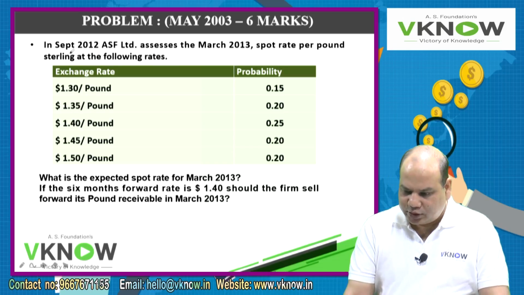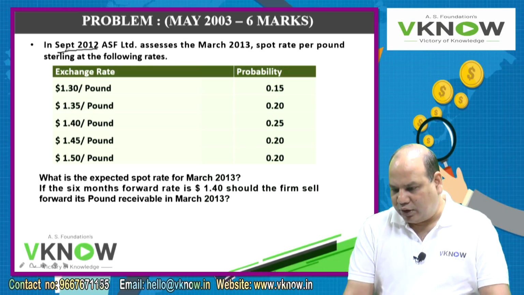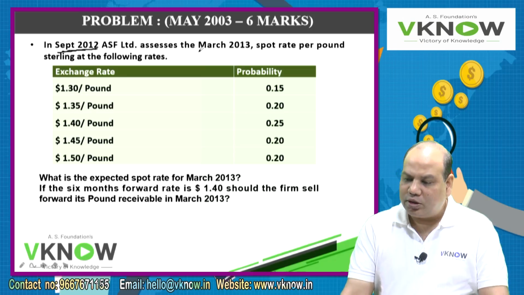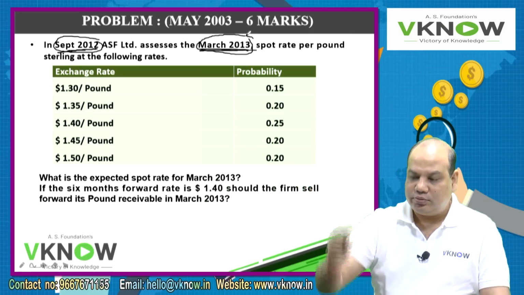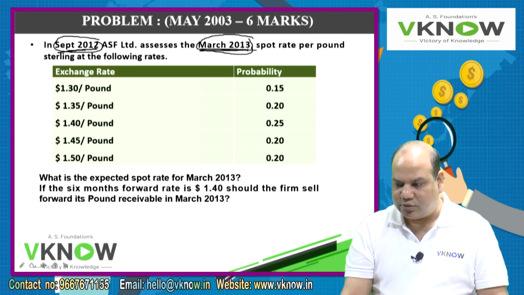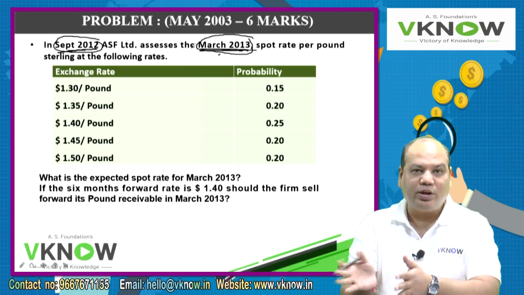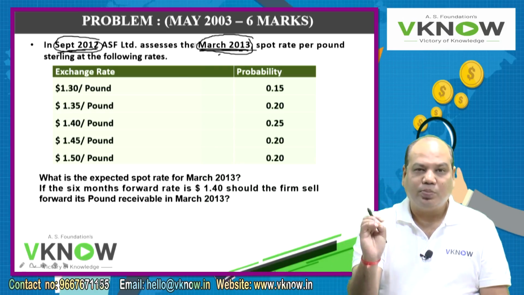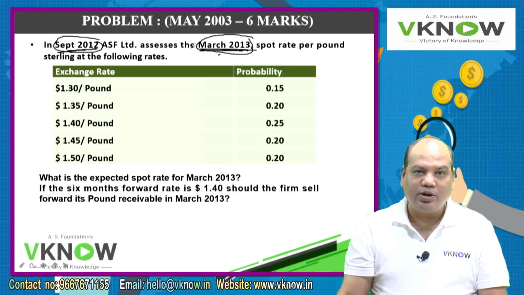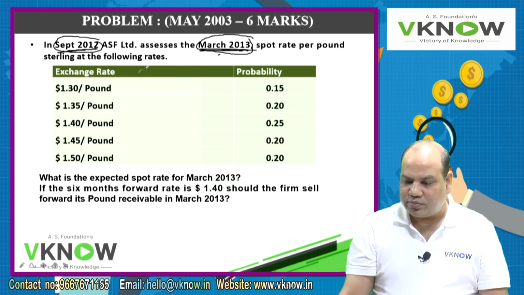So this company is right now evaluating what will be the exchange rate in March 2013. Sitting here on September 12, they are estimating what will be the rate on maturity, that is March 2013, 6 months down the line. And then this time, instead of giving appreciation 5%, depreciation 10%, 6%, they have given you the possible spot rates and their probabilities. So this is nothing but bonus mark in the exam.